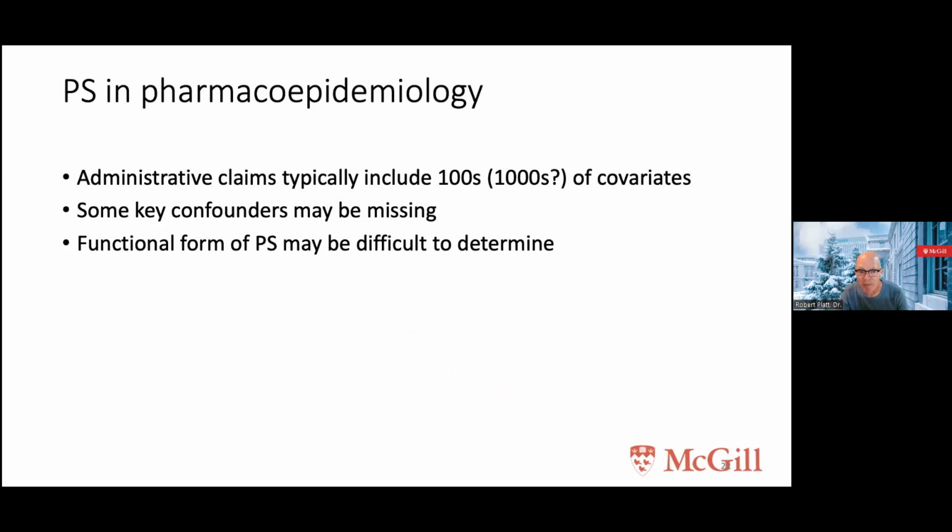So in pharmacoepidemiology, we often work with administrative claims data. And as I said, it may include hundreds or thousands of covariates. Some key confounders may be missing because it's administrative data, not data created for research purposes. And the functional form of the propensity score may be difficult to determine. It may be difficult to fit the correct model. All of these points suggest machine learning might be a good idea here.